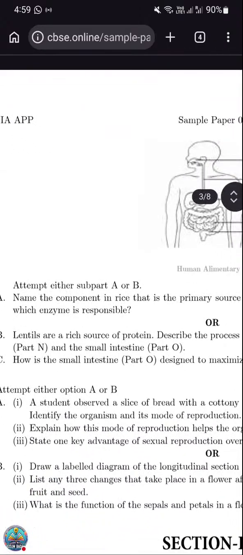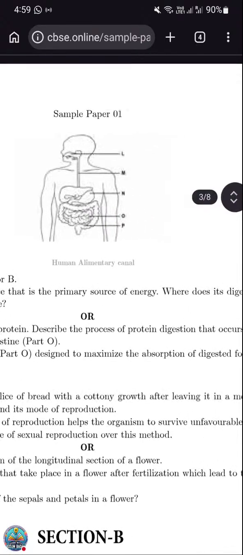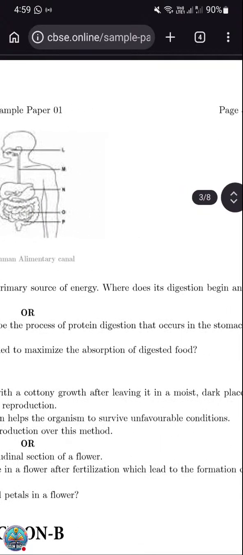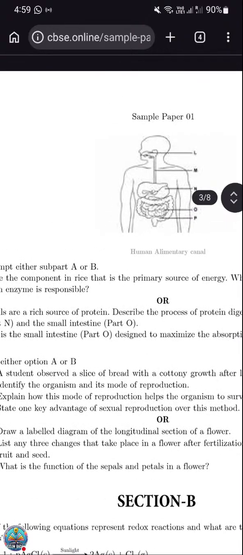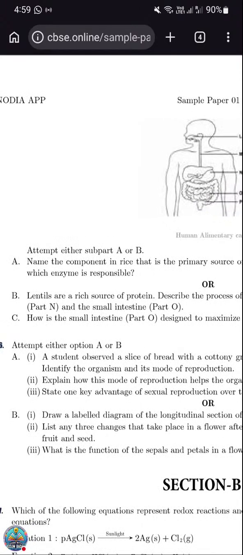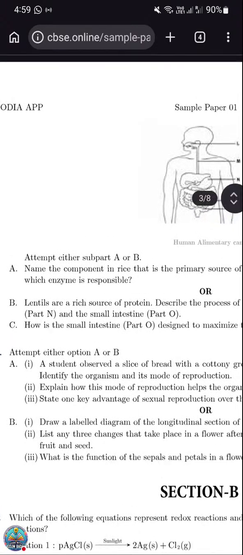Now the next question: lentils are rich in protein. Describe the process of protein digestion that occurs in the stomach. How is protein digestion taking place in the stomach? So here, the stomach secretes gastric juice. Gastric juice contains mucus, pepsin and HCl. HCl makes the medium acidic and kills the germs present in the food. And the acidic medium is needed for the action of pepsin. So pepsin converts protein to peptides. Okay, next one.